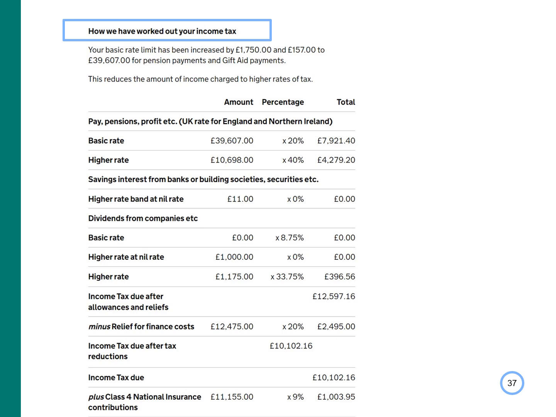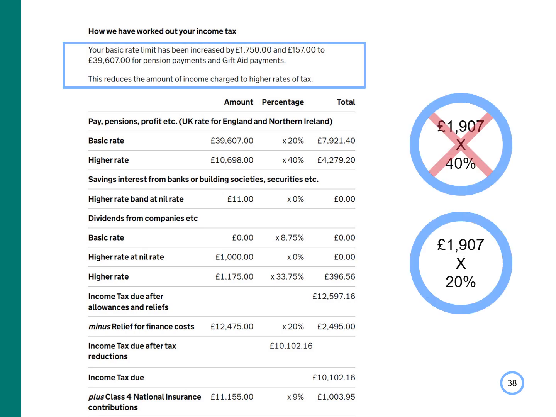The next section of your tax calculation shows how we have worked out the income tax due on the taxable income. Here, you'll see that the basic rate limit has been increased by £1,750, which is the amount paid into a pension, and also £157, the gross amount given to charity, which includes the tax relief the charity has claimed.